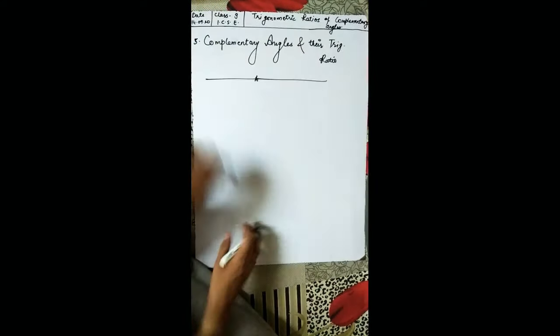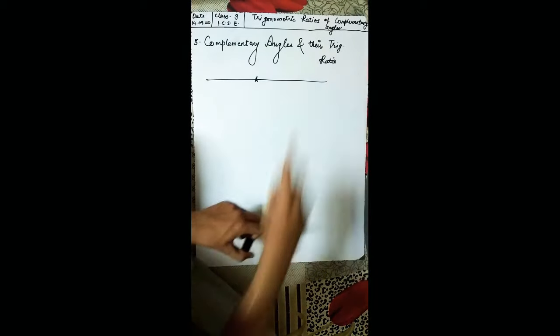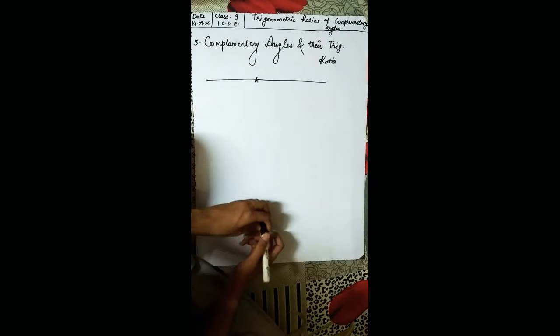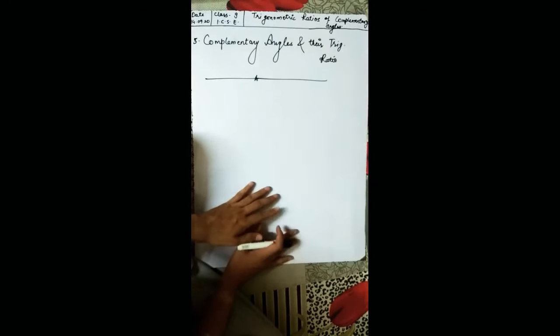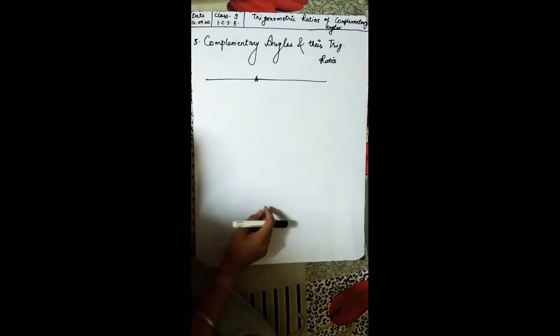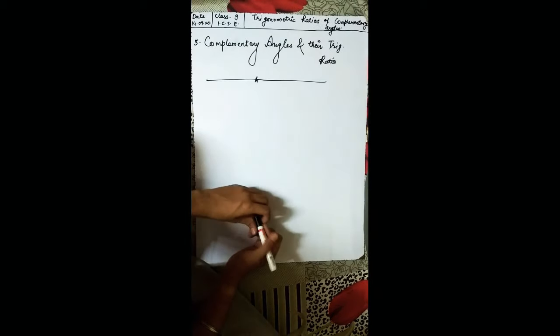Today we are going to take the new chapter, and that is the last chapter of trigonometry, third, that is trigonometric ratio of complementary angles. Let us understand this chapter, but first let us understand the basics of it. The basics are complementary angles and their trigonometric ratios. I hope you know what we mean by complementary angles.